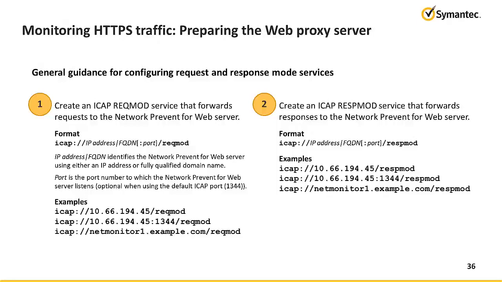Secondly, configure the proxy server's request and response mode services. Exactly how you do this will vary from one product to another, so you may need to refer to your proxy server documentation for details. Some of the general guidelines for configuring these services are shown here on this slide. Note that specifying the port number is optional if the Network Prevent for Web server is configured to listen on the default ICAP port 1344.